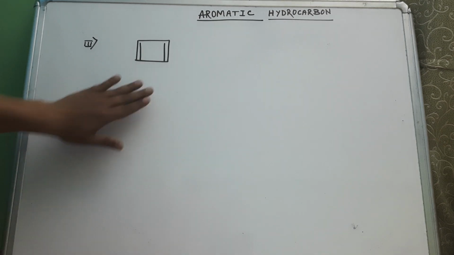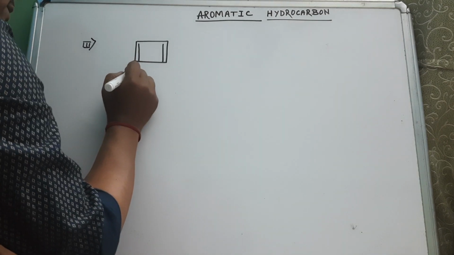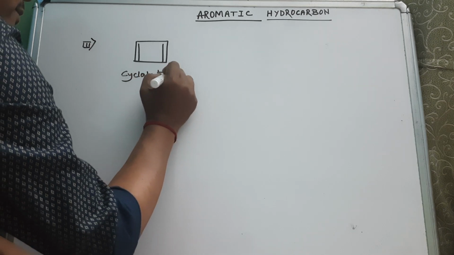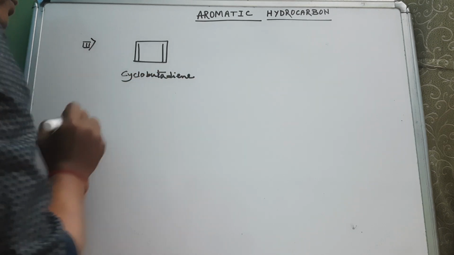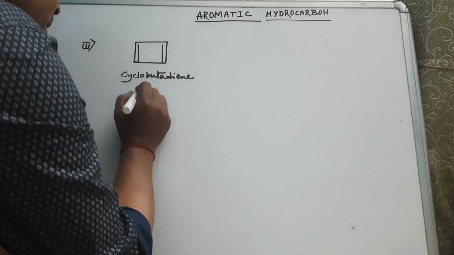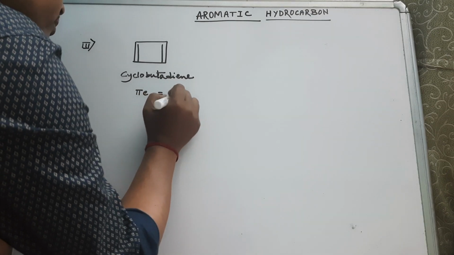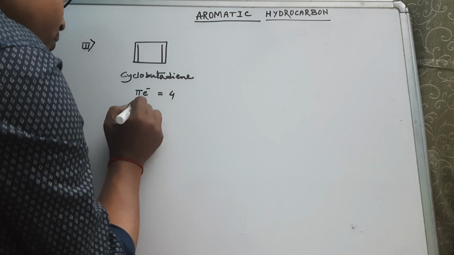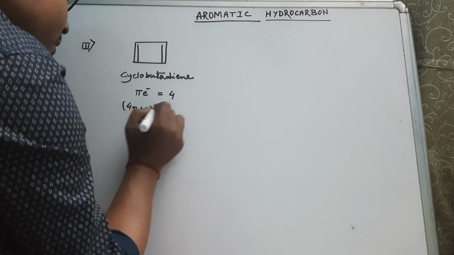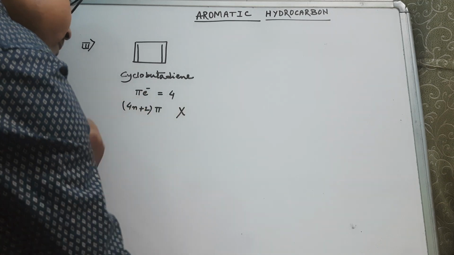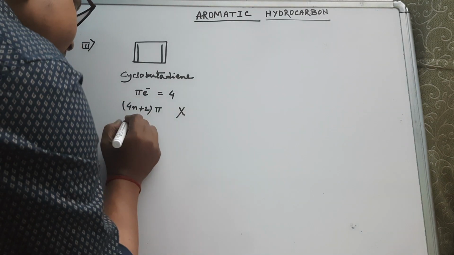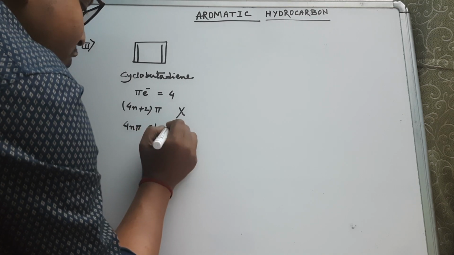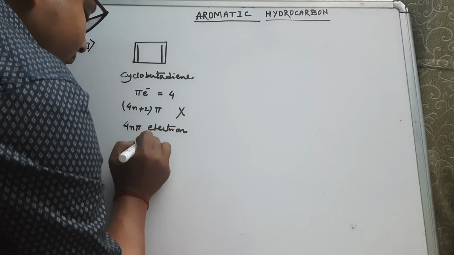This is nothing but cyclobutadiene. Here the pi electrons are 4, since 2 pi bonds mean 4 pi electrons. So the 4n plus 2 formula does not fit here. This is a 4n pi electron system. So this is not aromatic.